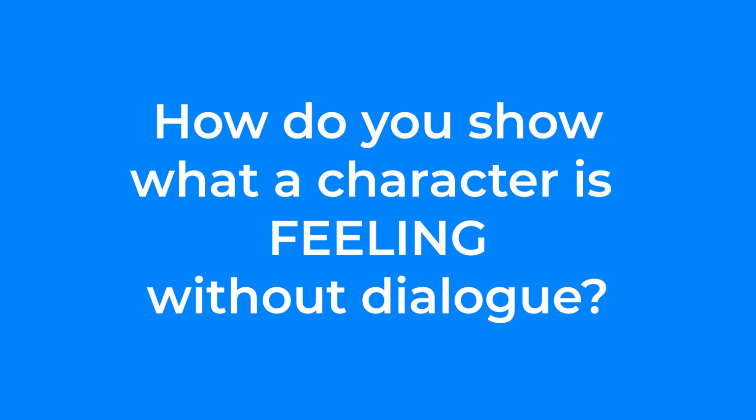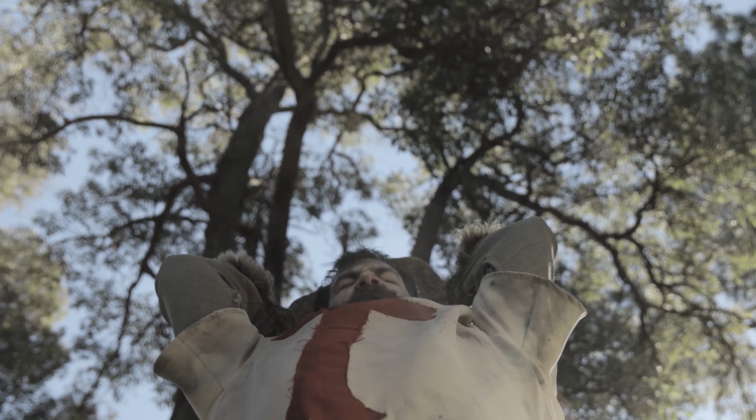How do you show what a character is feeling without having them say it out loud? In screenwriting, emotion should be seen and felt, not explained. Film is a visual medium, so instead of writing, "Sarah feels sad," you show what sadness looks like. The trick is to express emotion through behaviour, body language, and choices.